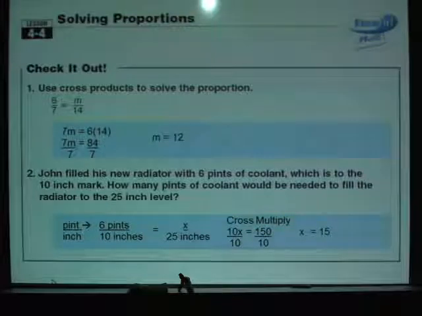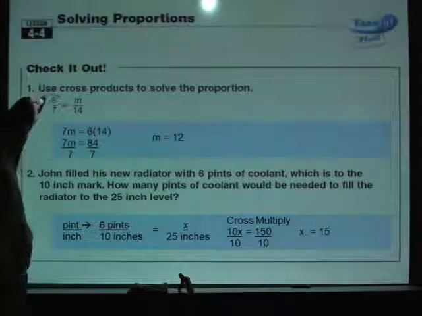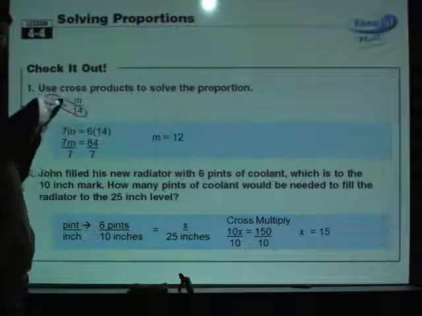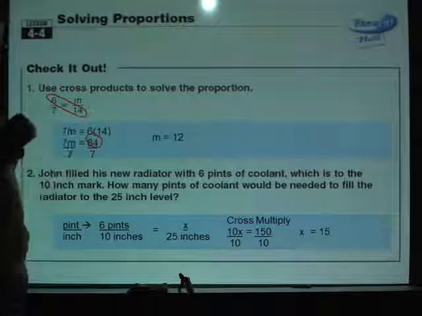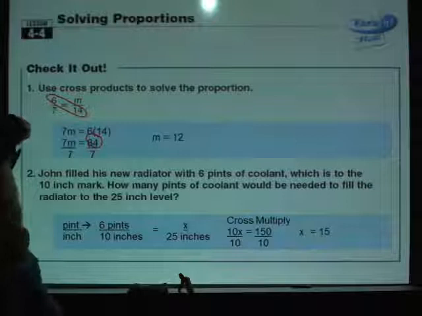Alright, so let's go ahead and wrap this up by looking at the check it out examples here. Use cross products to solve the proportion: 6 over 7 equals m over 14. So I'm saying to myself, okay, the diagonals have to be equal here. So this one diagonal is 6 times 14. 6 times 14 is 84. So the other diagonal also has to equal 84.